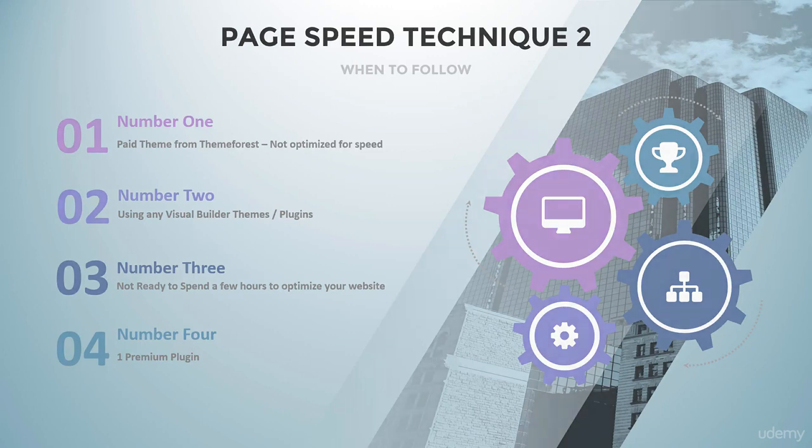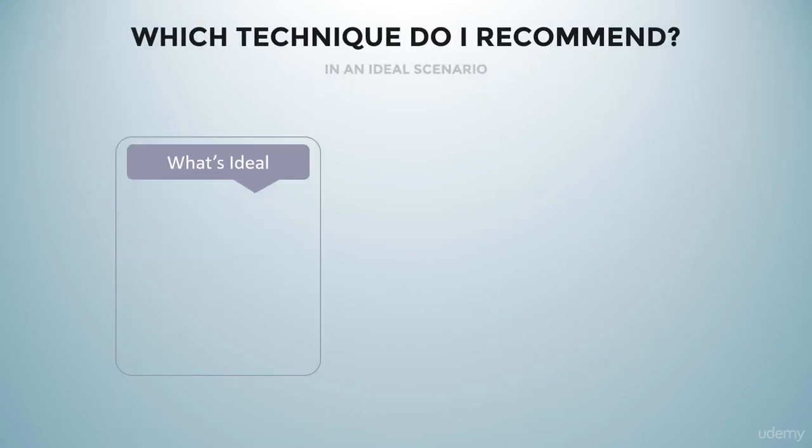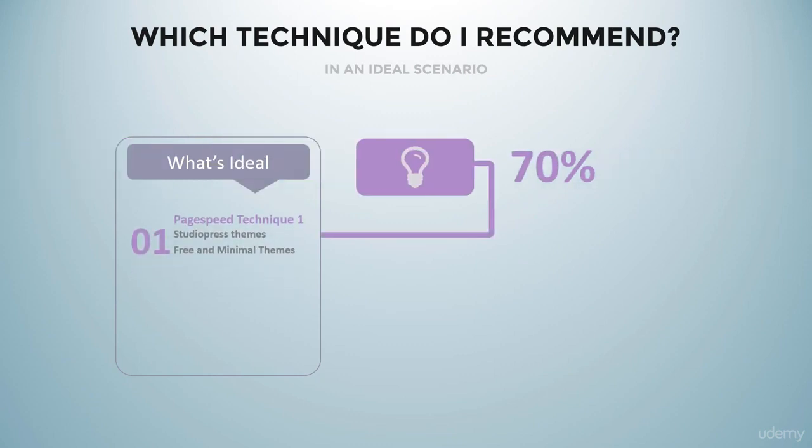Which technique do I recommend in an ideal scenario? If you ask me what's ideal, then I recommend you go with any StudioPress premium themes or free and minimal WordPress themes from the WordPress repository, and PageSpeed Technique 1 for the best possible page speed score, page loading time, and SEO benefits.